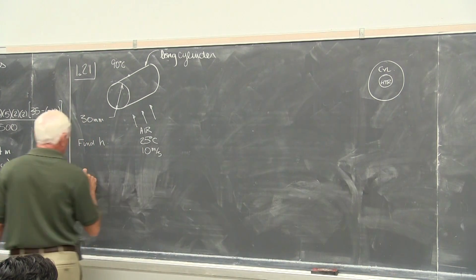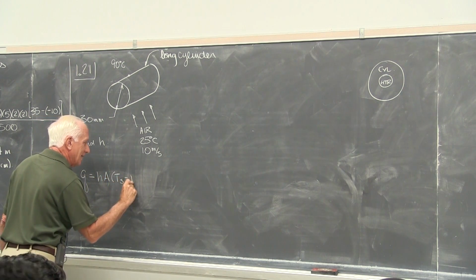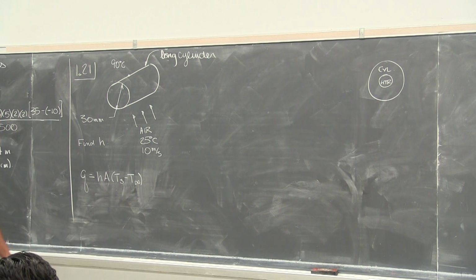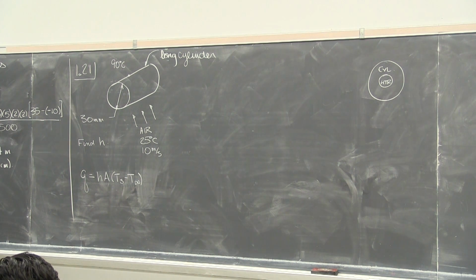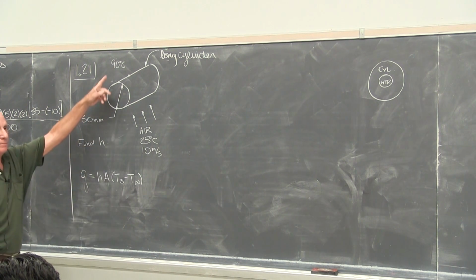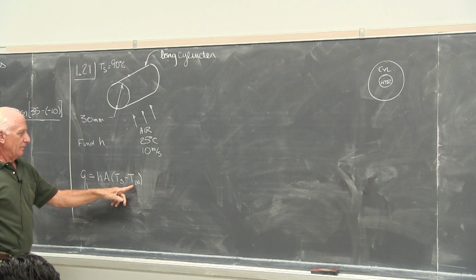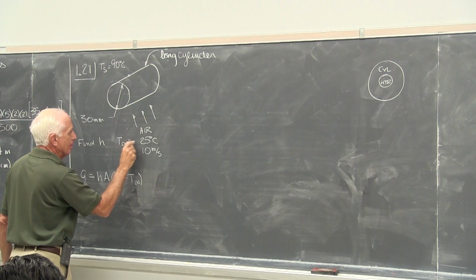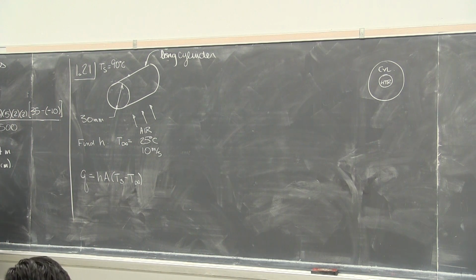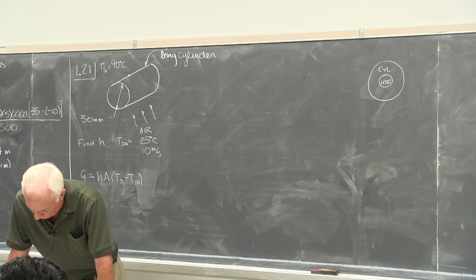Convection problem. Q equals H A (T_S minus T infinity). Supposed to find H. There it is right there, H. T_S, surface temperature. Yeah, 90. Now I can put T_S equals 90. Free stream fluid temperature. Oh yeah, 25. Okay, he also told me the heater puts out 400 watts per meter.